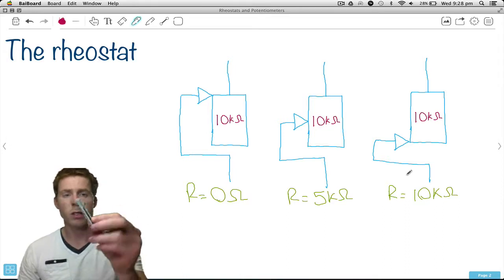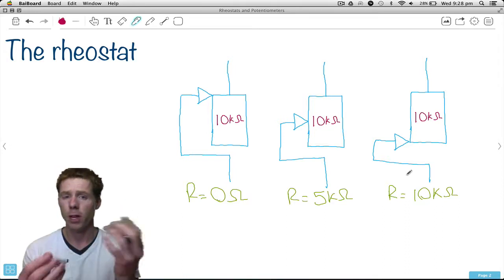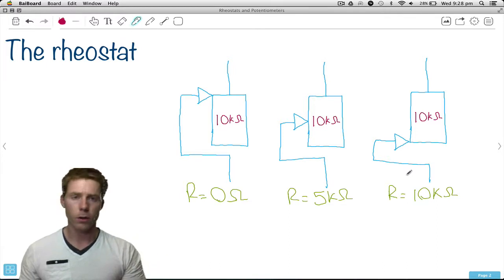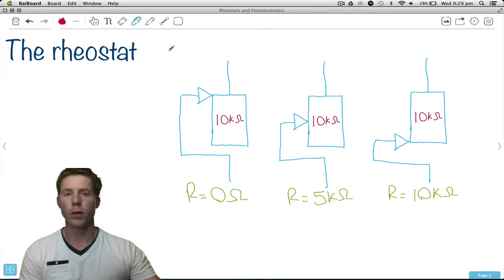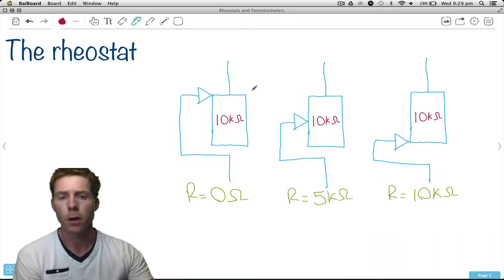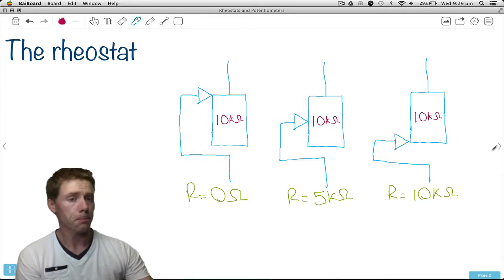And then we can get other ones. This one here is 500k, anywhere from 0 to 500,000 ohms. And there's lots of variations depending on what you want to use it for. But that is the rheostat.